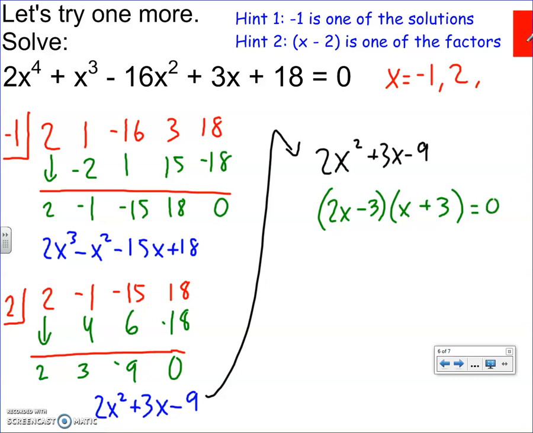I'm going to set each equal to 0. So x minus 3 equals 0. 2x plus 3 equals 0. To solve this, I add 3 to both sides. So 2x equals +3. And then I divide by 2.